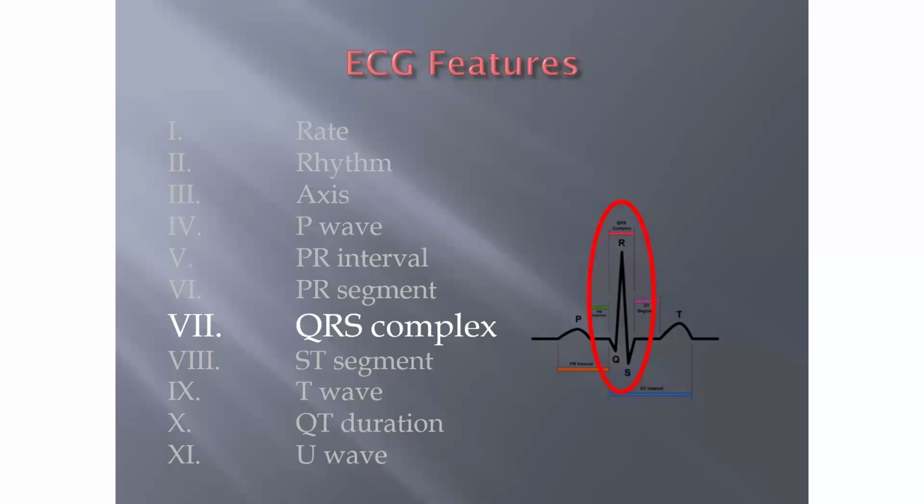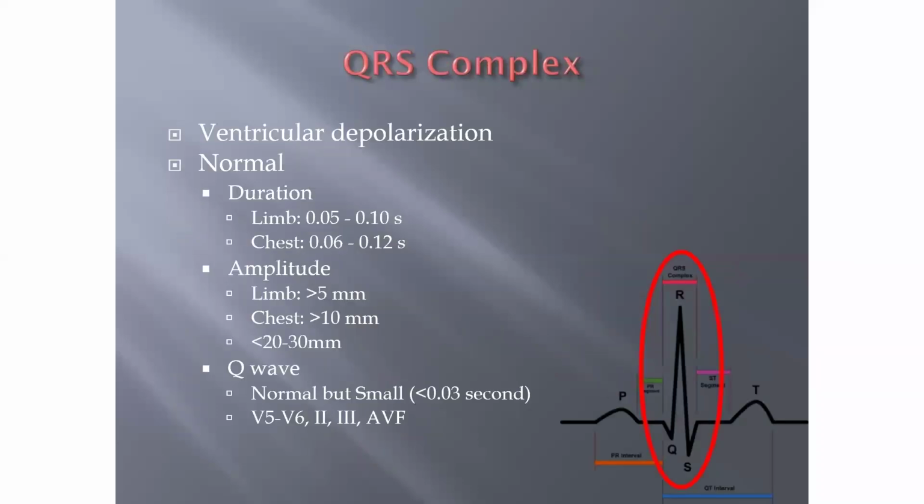Now let's look at the QRS complex. So QRS complex, of course, represents the ventricular depolarization, the passage of these impulses through the ventricles. Normal, we talked of the limb leads, lead 1, 2, 3. So normal should be 0.05 to 0.1 in lead 1, 2, 3. In the chest leads, which is V1, V2 to V6, should be 0.06, not more than 0.12 of a second. 0.12 of a second basically means not more than 3 small boxes.